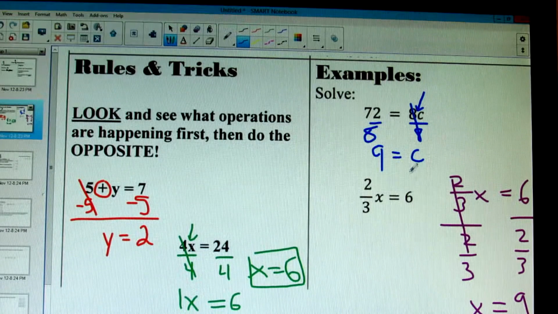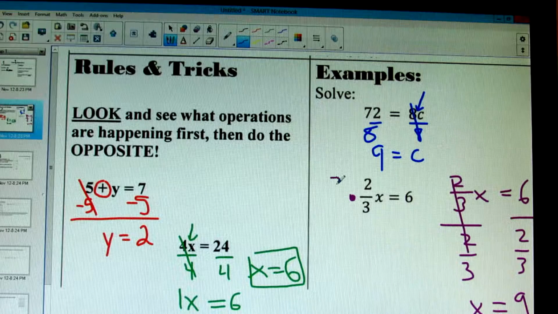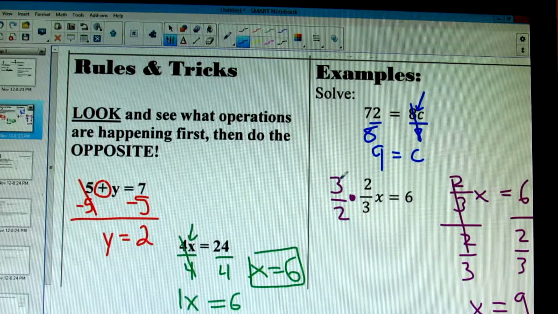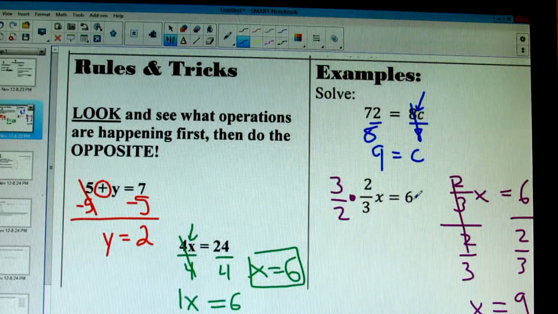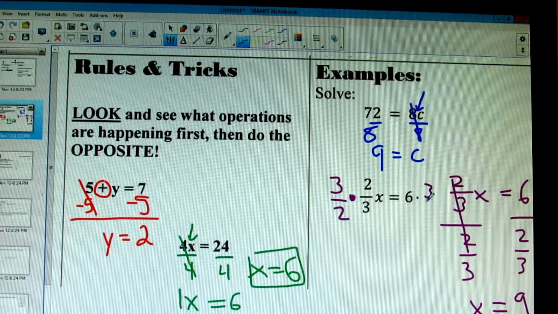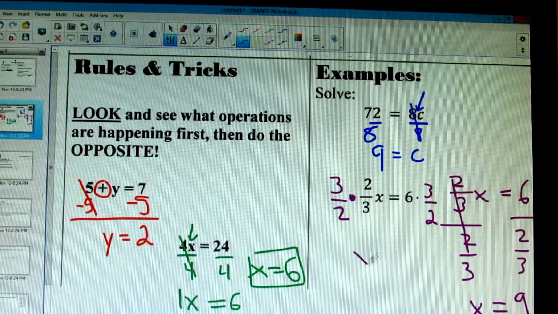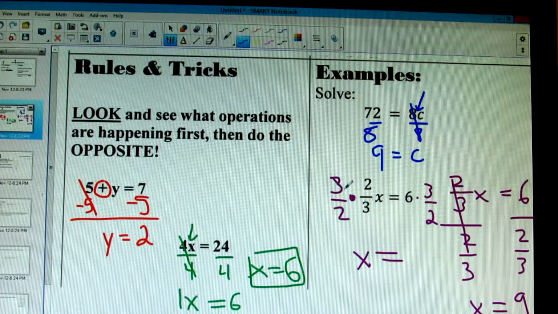Now if I didn't have a calculator, it might be easier to use the multiplicative inverse. If I multiply by the reciprocal, look what happens. 2 times 3 is 6. 2 times 3 is 6. 6 over 6 is 1. Amazing. If I multiply by the reciprocal on the other side, these guys will cancel each other out.